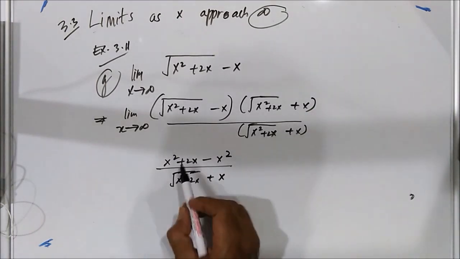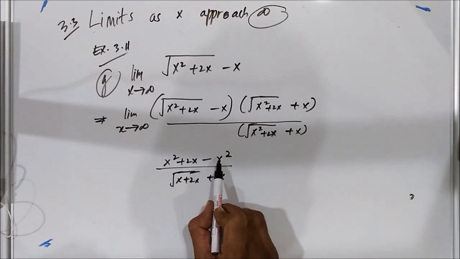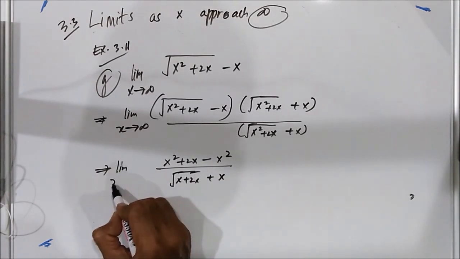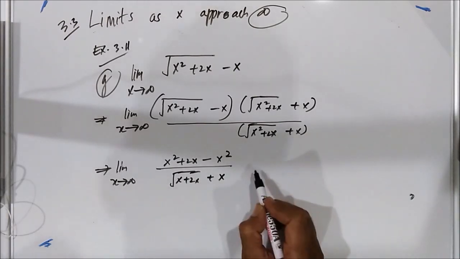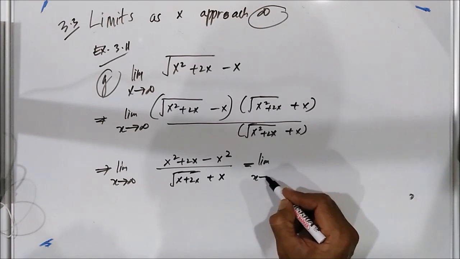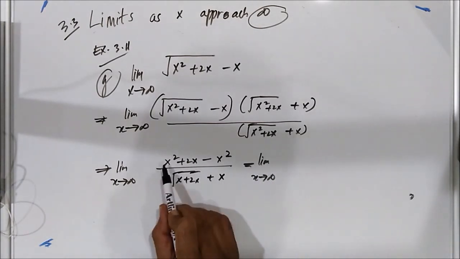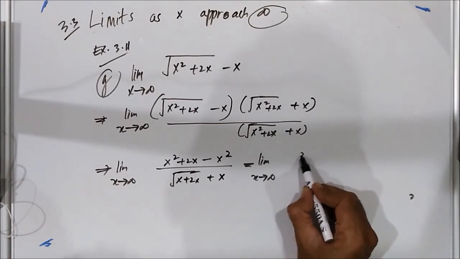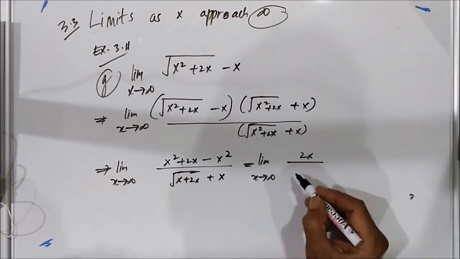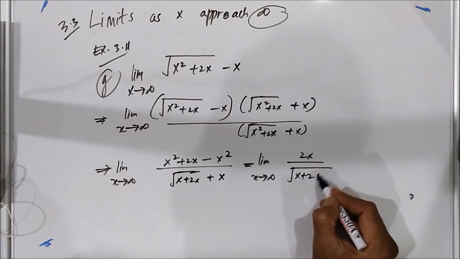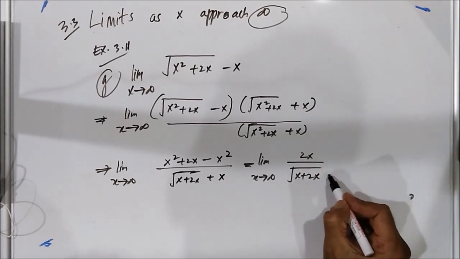Okay, x squared minus x squared plus 2x. So this is the limit as x goes to infinity. This can be written as the limit as x goes to infinity. x squared minus x squared is 0. So the answer here is 2x divided by the square root of x squared plus 2x plus x.